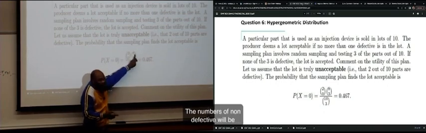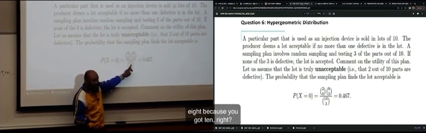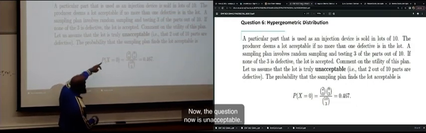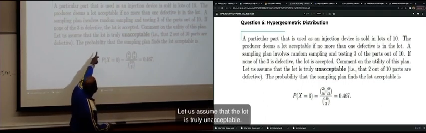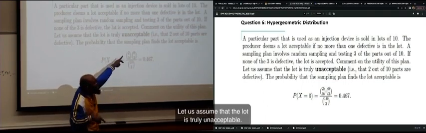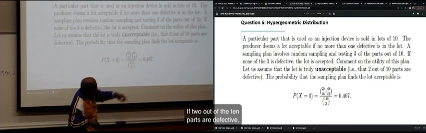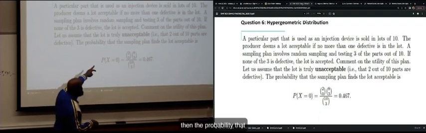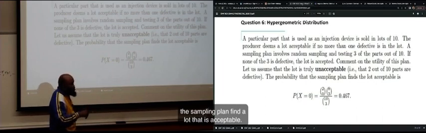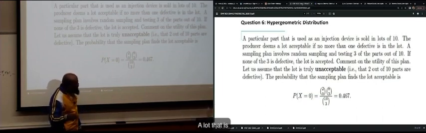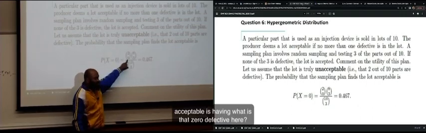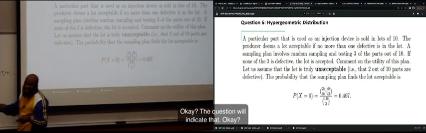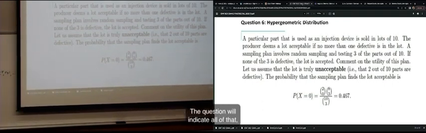Automatically, the number of non-defective parts will be 8, because you got 10, right? Now, the question is about the unacceptable lot. It says, comment on the utility of this plan. Let us assume that the lot is truly unacceptable. If 2 out of the 10 parts are defective, then what is the probability that the sampling plan finds a lot that is acceptable, a lot having 0 defective here? The question will indicate all of that. So you can use your calculator there too.